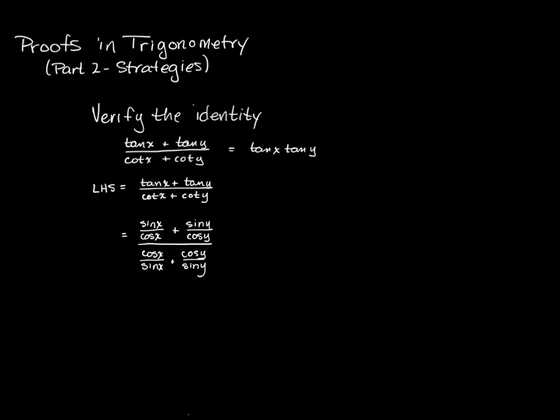The common denominator in the numerator needs to have a cosine of y and a cosine of x in it. So I'm going to multiply the top and the bottom of this fraction by cosine of x, and the top and bottom of this fraction by cosine of y. I'll do the same thing in the denominator. Here, the common denominator needs to be sine of x times sine of y. So I'm going to introduce sine of y in this ratio and sine of x in this ratio.